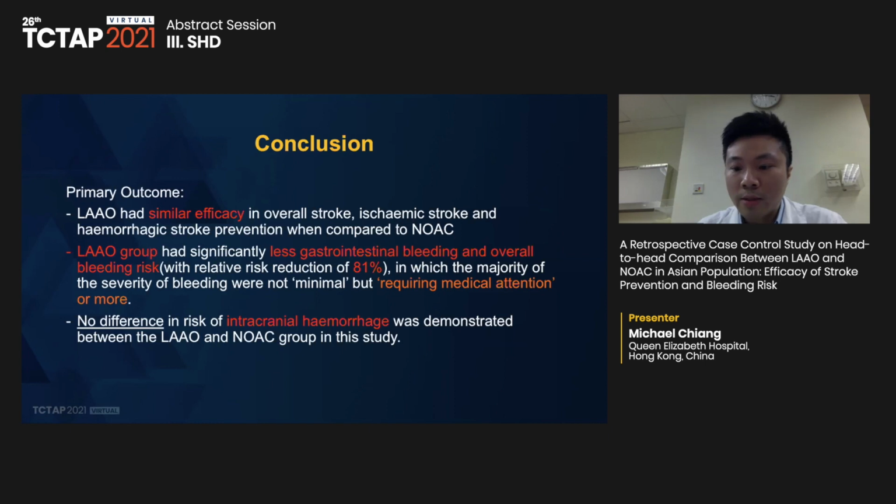All in all, I hope my study helped to shed early light on the long-sought gap in evidence, especially on the Asian population, and I'm eagerly awaiting the results of upcoming large-scale studies to fill in the remaining gap.